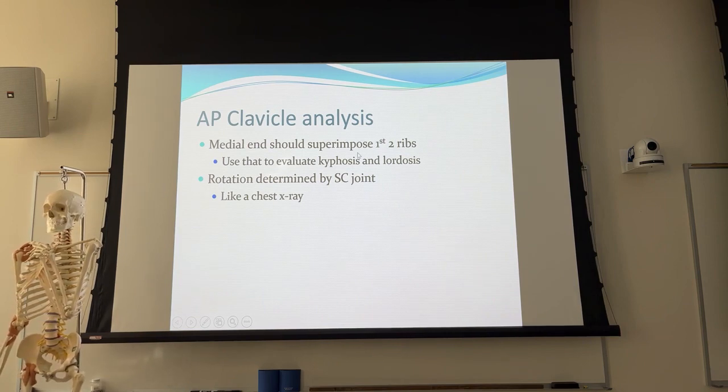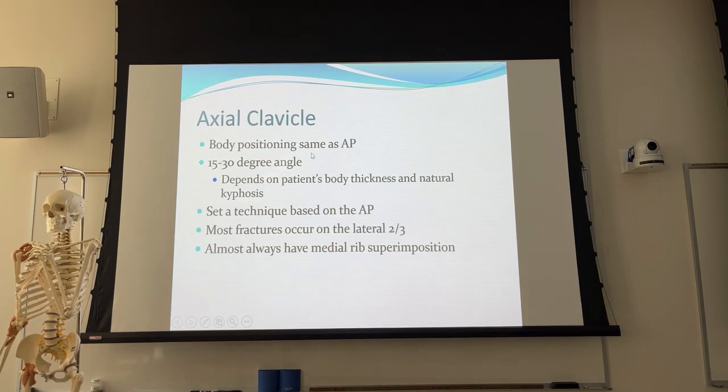Well, let's go ahead and run through this. So medial end should superimpose at least the first two ribs. So use that to determine if the patient's a little bit kyphotic. If it's below 2, maybe 3, then the patient may be a little bit kyphotic. If they are above that, then they're probably a little bit lordotic. So rotation, you're going to look for rotation just like what you do on a chest x-ray. You're going to look at the sternoclavicular joint. So let's talk about the AP axial, and then we'll look at some images.